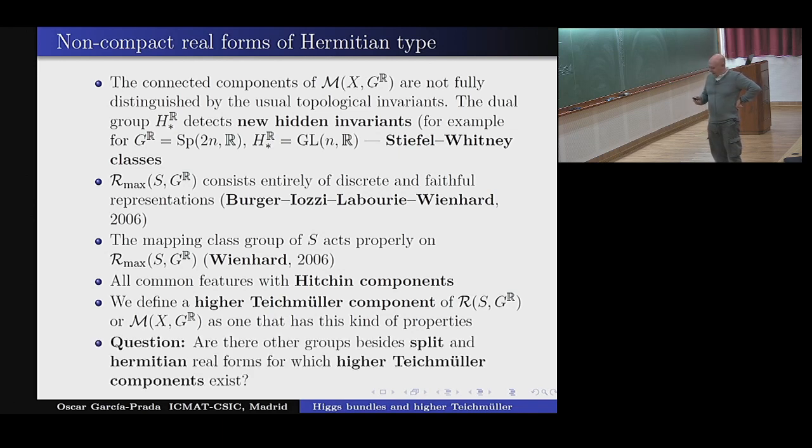And now, as I was saying yesterday, it was believed for a long time that there were only two classes of groups for which these things existed, split and Hermitian. It wasn't really a total surprise, but at some point it was a surprise that there was indeed at least one more class that was detected to have special components of this kind.